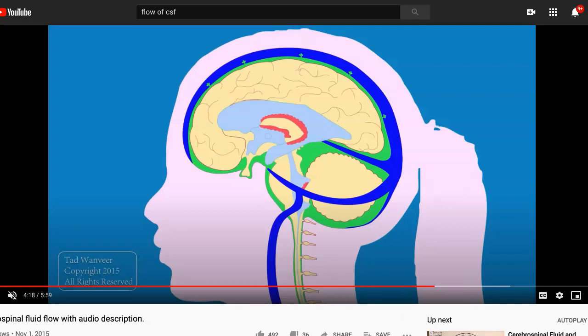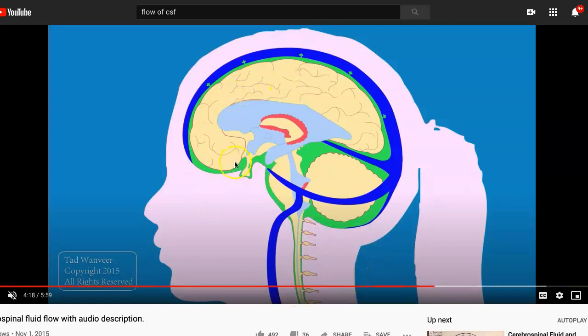Okay, class, I'm just going to show you, hopefully it'll be short, an animation of the flow of CSF, because that is kind of hard to visualize. I wanted to give a shout out to Tad for making this. I think it really helps the students visualize what is going on with this flow. So let me just explain this little diagram.